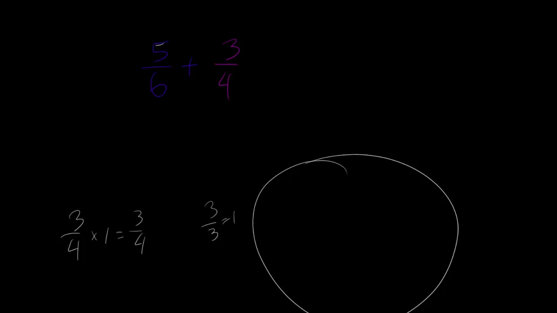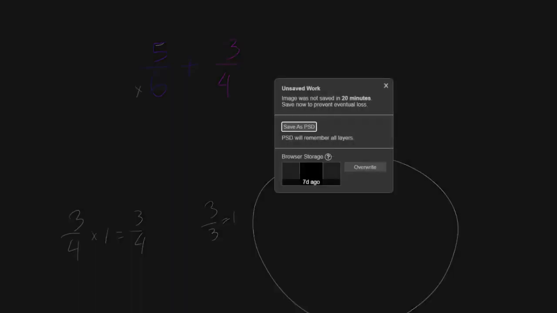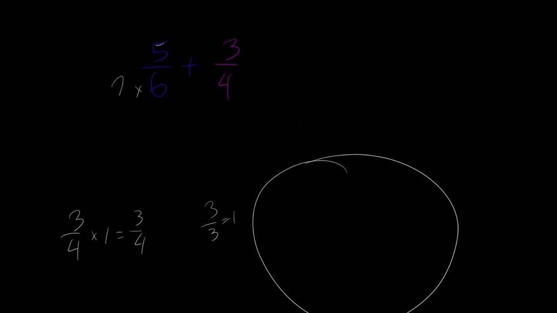Well, 12 can work. 6 times 2 can be 12, and 4 times 3 can be 12. But we can't just willy-nilly multiply these two together, as then this will not be equal anymore. So we need to do something to the top to make it equal.